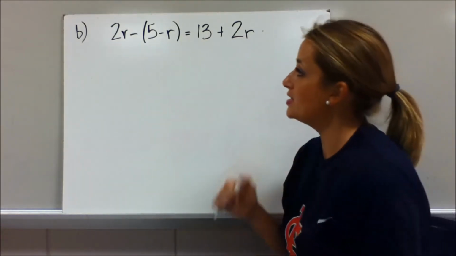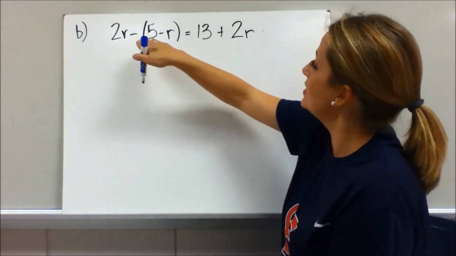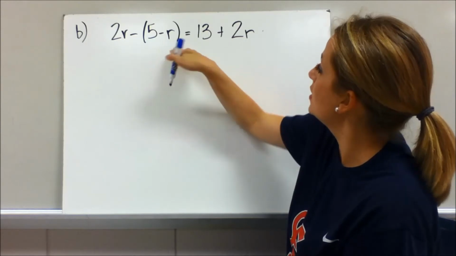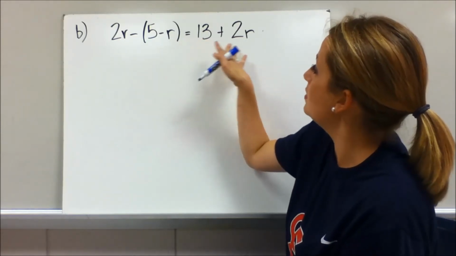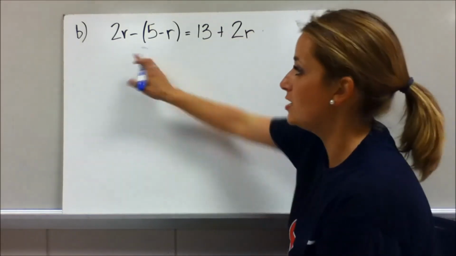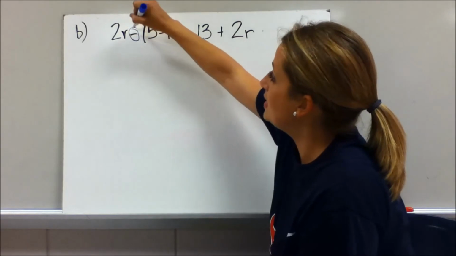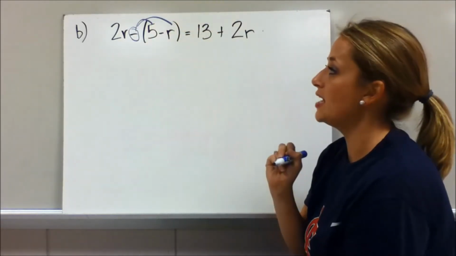Okay. So for practice B, a little bit more complicated. We have 2r minus 5 minus r equals 13 plus 2r. So I need to reunite my variables here. I do see a parenthesis. There's a negative sign in front of that. So that tells me I need to distribute that negative sign to each of those.